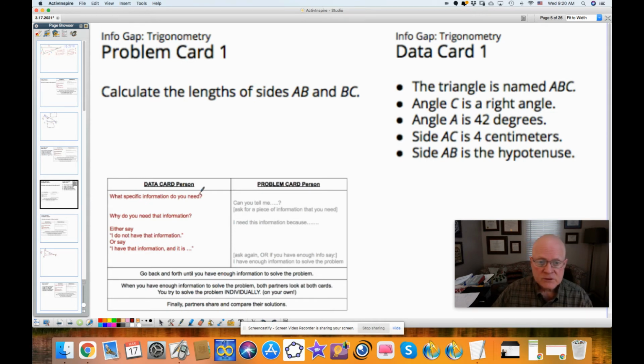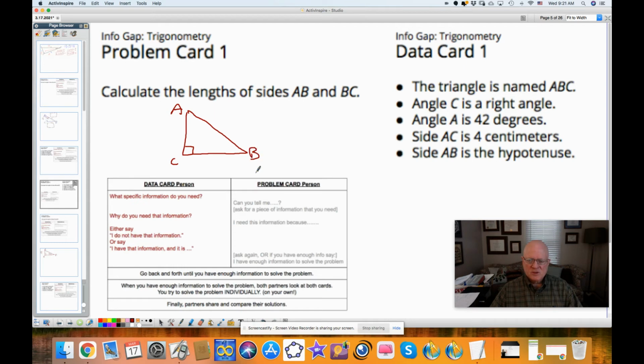I need to know, is there a right triangle? Why do you need that information? Well, if it's a right triangle, maybe I can solve for the sides. I have the information that it is a right triangle. Okay. What specific information do you need? I need to know which angle is the right angle. Why do you need that information? I need that so that I can know how to draw the picture. I have that information. Angle C is the right angle. So angle C goes here. That means that A and B must be here and here.